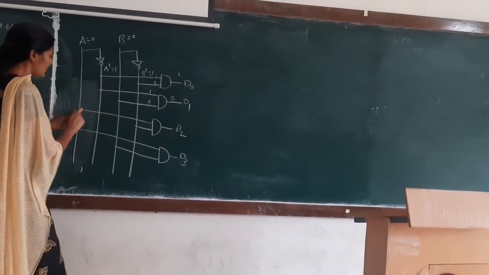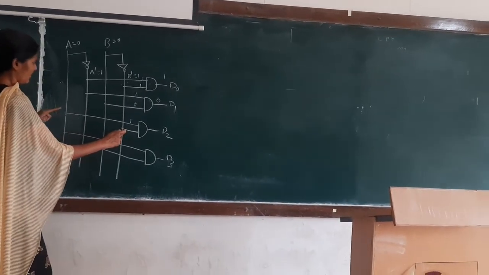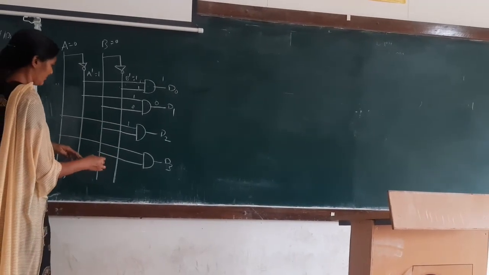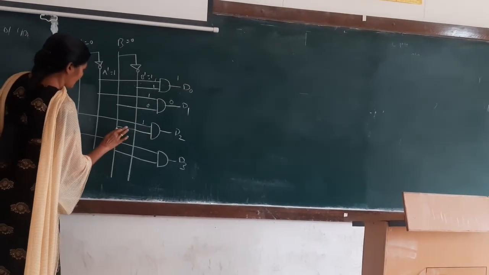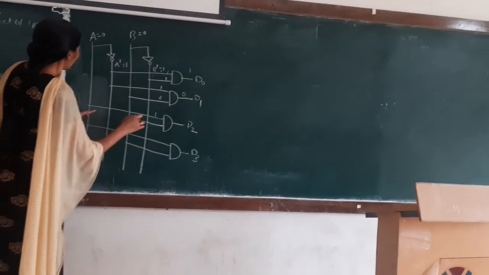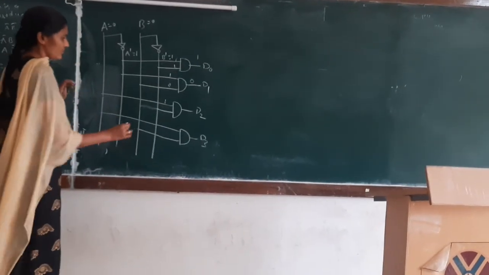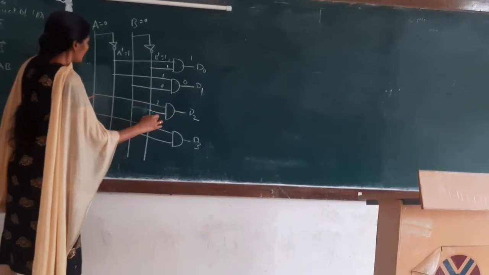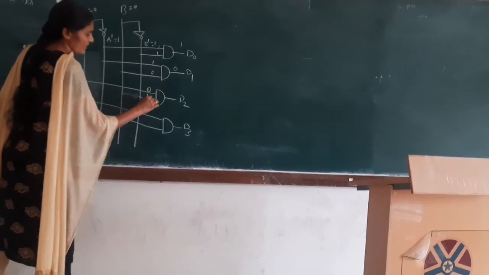And here, what is the value? The value is 1. Now for A B dash, the A value is 0 here and the B value is 1. So multiplication of 0 and 1 will be 0.